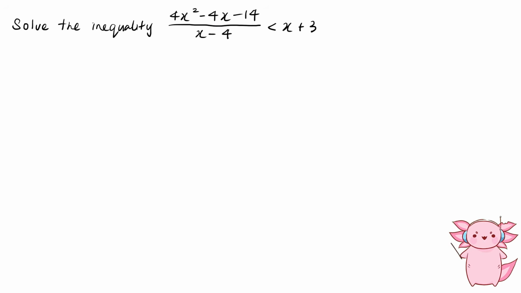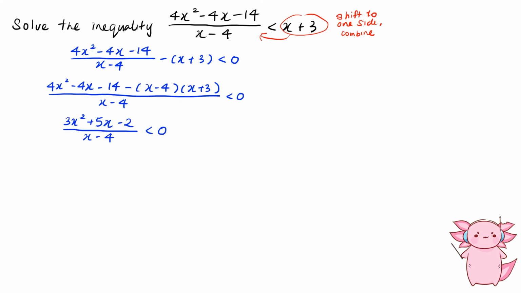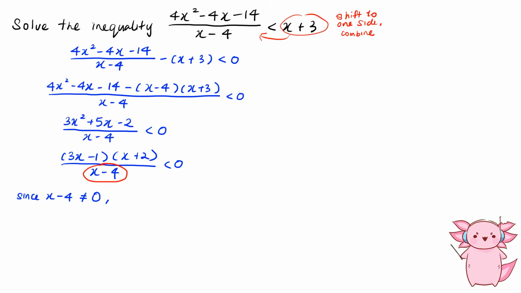For the inequalities question like this, the trick is to shift everything to one side and make it into one fraction. After simplifying and factorizing this quadratic over here, we can get something like this. Now let me introduce you to the idea of a vertical asymptote. Since the denominator can't be equal to 0, x minus 4 can't be equal to 0, so x can't be equals to 4. Then we know that the line x is equals to 4 is a vertical asymptote.